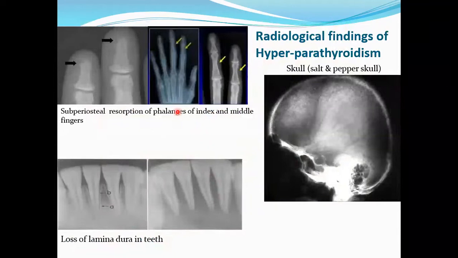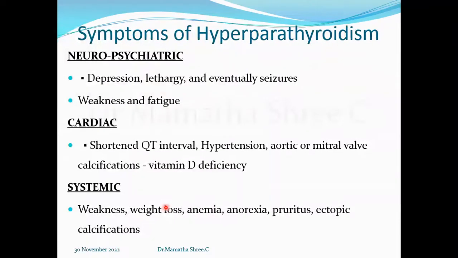So you can see the radiological findings of hyperparathyroidism. As I told you earlier, the skull gets the salt and pepper appearance. It looks like that. And then here you can see that there is subperiosteal resorption of the phalanges in the index and middle fingers. You can also see that there is loss of the lamina dura. Can you just compare between the two images? There is loss of lamina dura in the teeth, right?